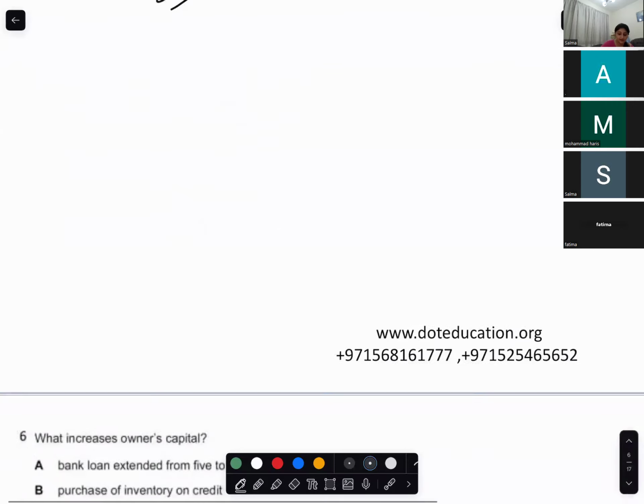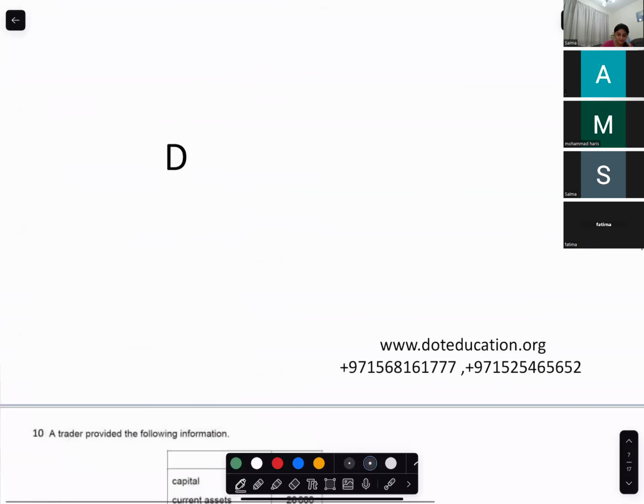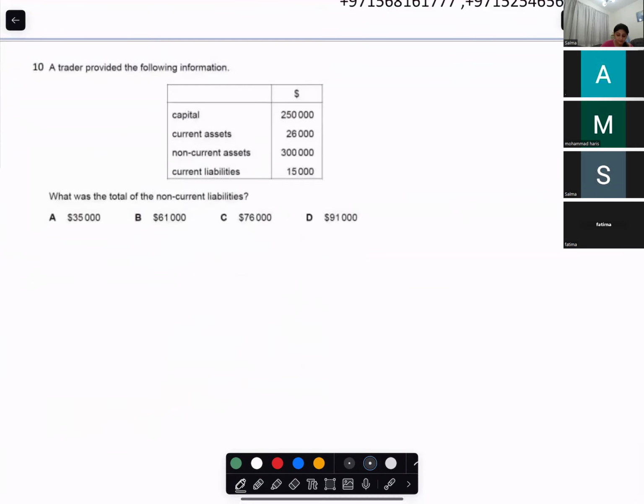Go ahead, Haris. A trader provides the following information: capital of 250,000, current assets of 26,000. Read the main question. What was the total of non-current liabilities? So we need to find the balancing figure. So we make the balance sheet like this. Then what do you do? We add the capital and the current liabilities, and then we minus it from the non-current assets, and we get our value of NCL.